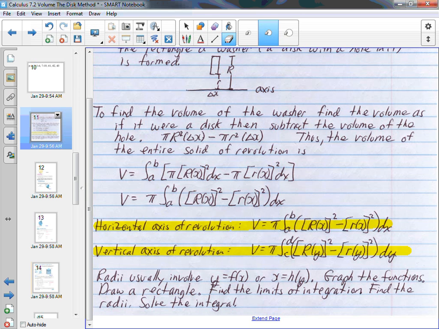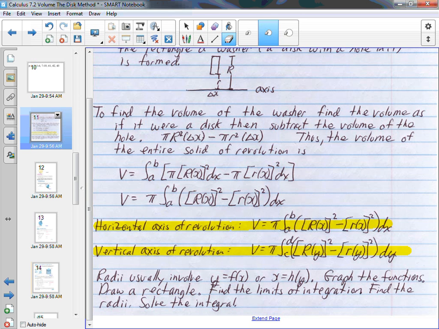And then the vertical axis of revolution, everything shifts to y. Volume equals pi times the integral from c to d. Those would be y coordinates now, not x coordinates, of the outer radius as a function of y squared minus the inner radius as a function of y squared dy.